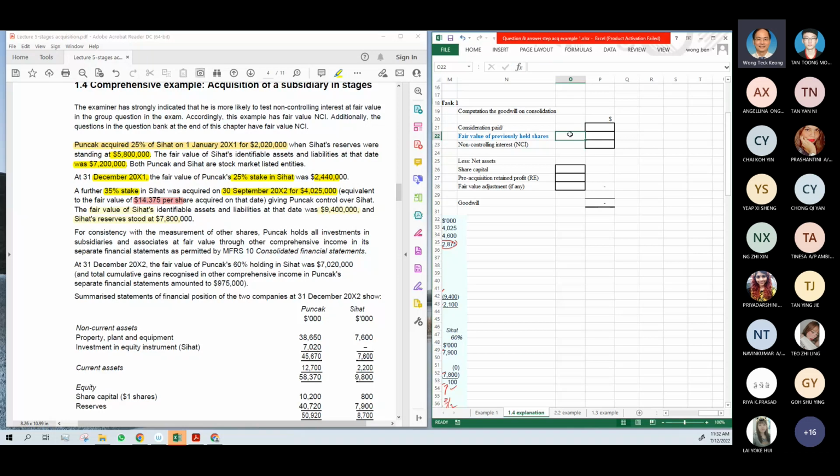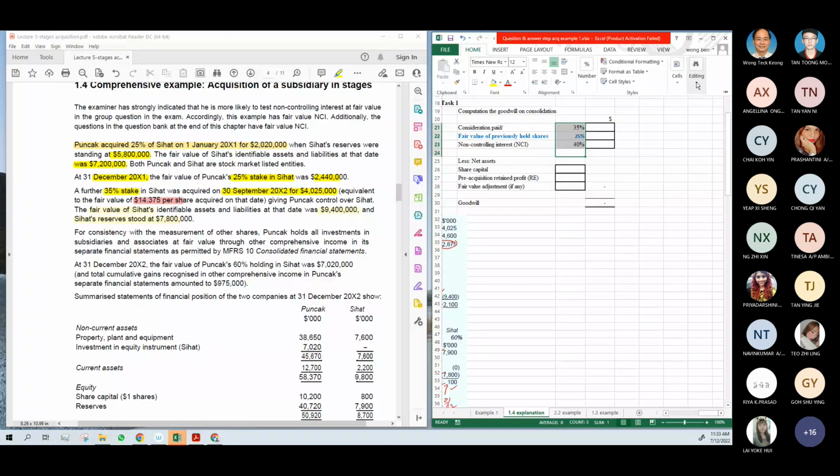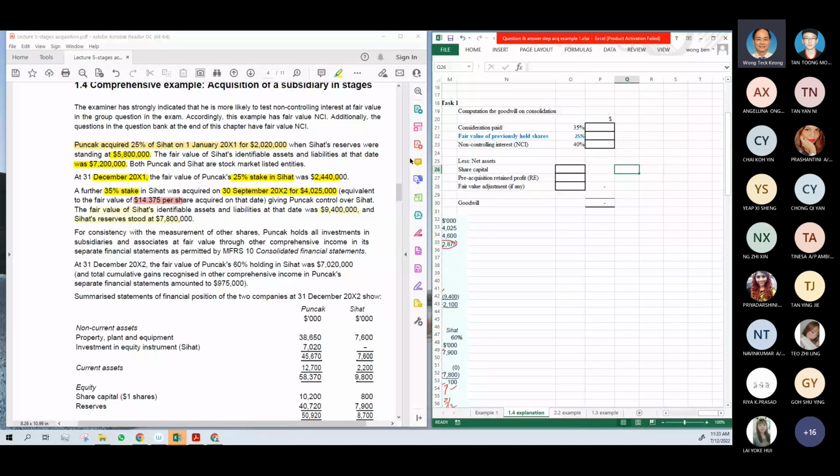So previously they have 25%. Now they bought another 35%. So in total you have 60%, so your NCI will be 40%. You can double check, you add up these three to 100%. Okay. So when you bought the 35% on 30th September, you paid 4,025. So 4,025.